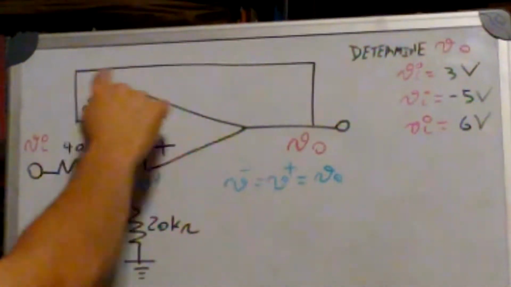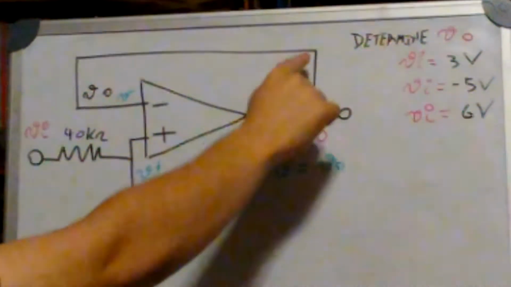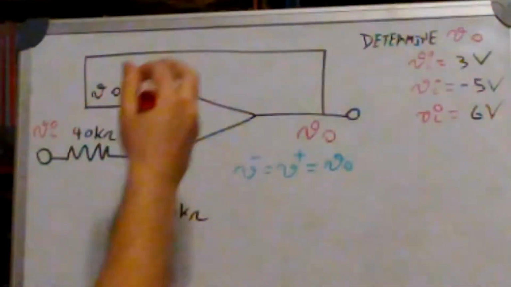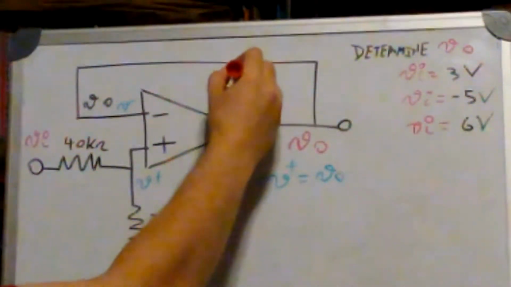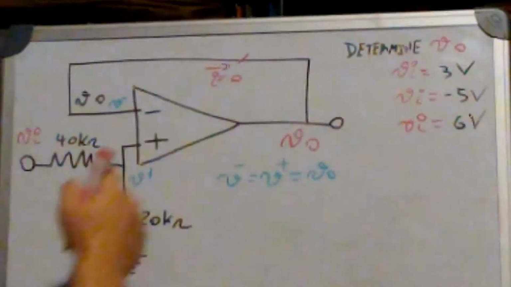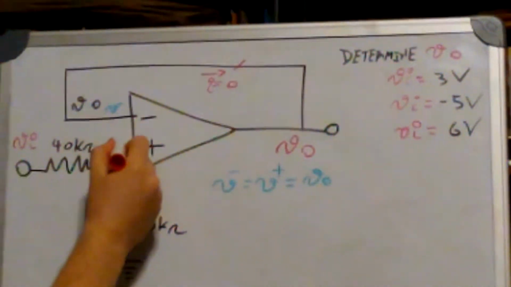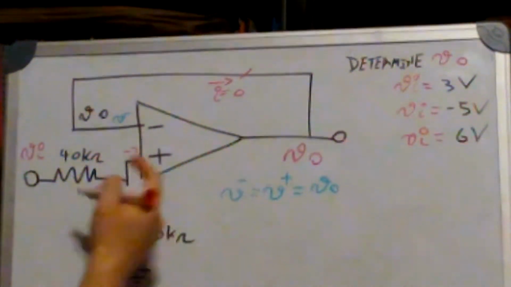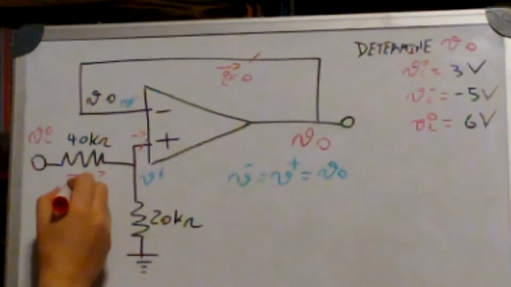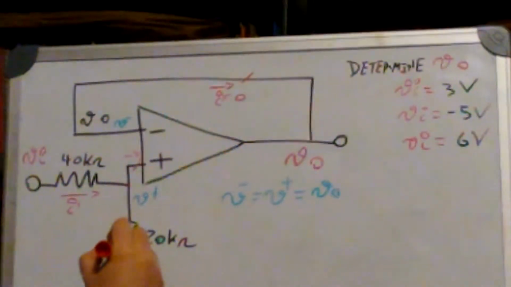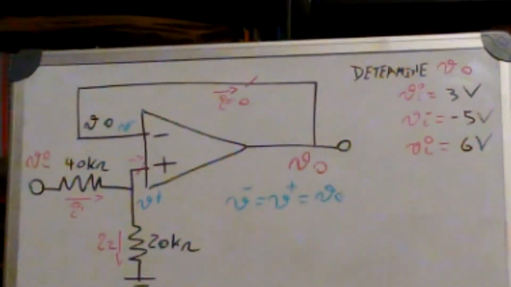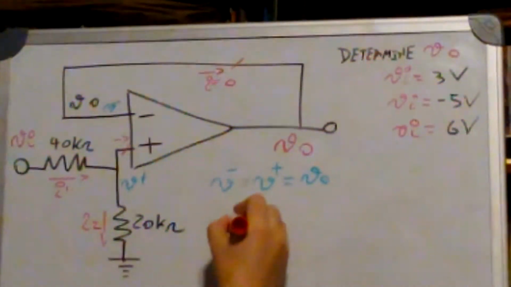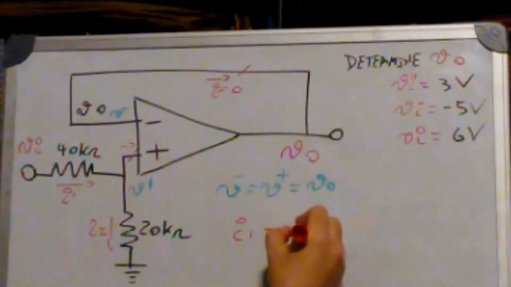We know that there is no current, because the input impedance is very high. So current I equals 0, no current. There is also no current going inside this wire, inside the operational amplifier, but there is current flowing this way. Let's say I1 and I2. And it's the same path, so it's the same current. We could say that I1 is equal to I2.